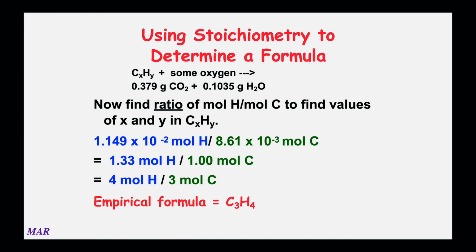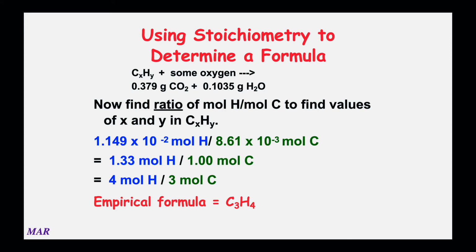There's 4 moles of hydrogen for every 3 moles of carbon. That means the empirical formula, that smallest whole number ratio of atoms, is C3H4. So this is a cool way to find the empirical formula, and you don't really need a mass percent, as long as you can collect the water and CO2 and back calculate it.